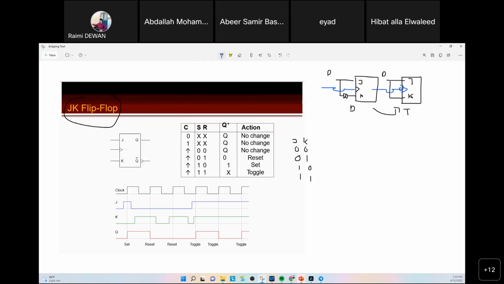The next one is to build a JK flip-flop from a D flip-flop. So now we want to have our D flip-flop, the same chip. How are we going to extend it to have a JK flip-flop? So the same D here.